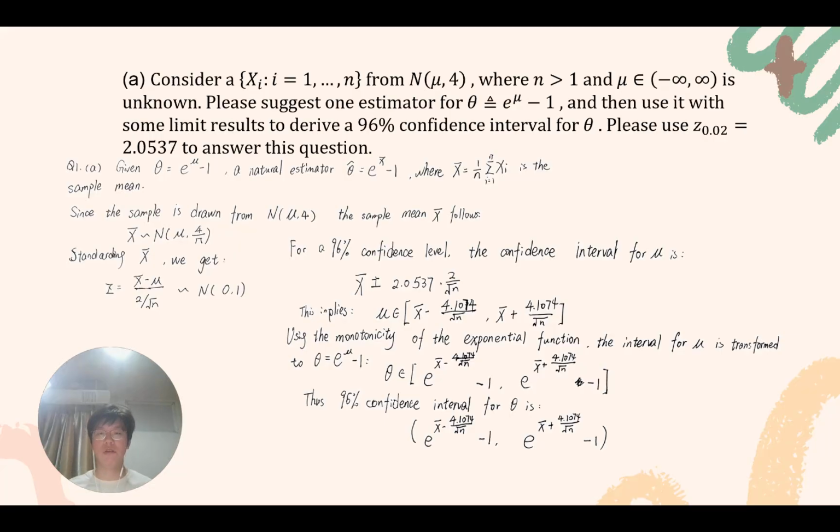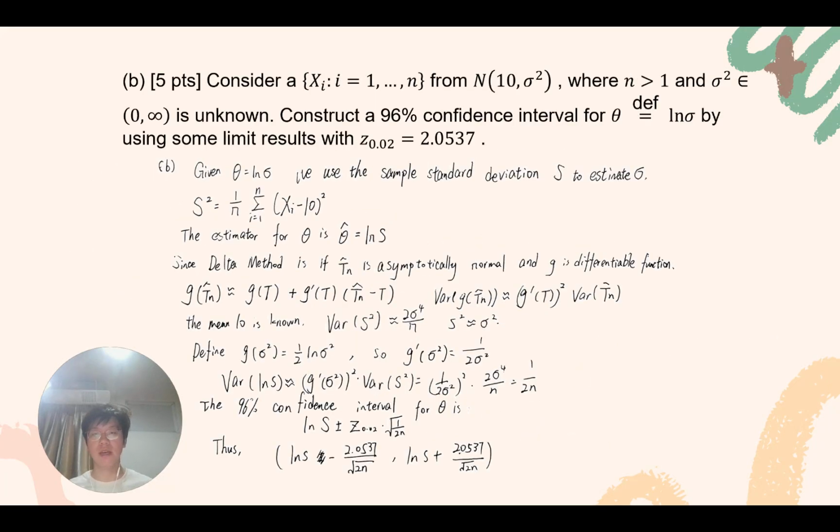And we already know theta equals e to the mu minus 1. So we can put the interval of mu into this equation and get the confidence interval for theta. And the next question is like question A, but it is a little bit different.